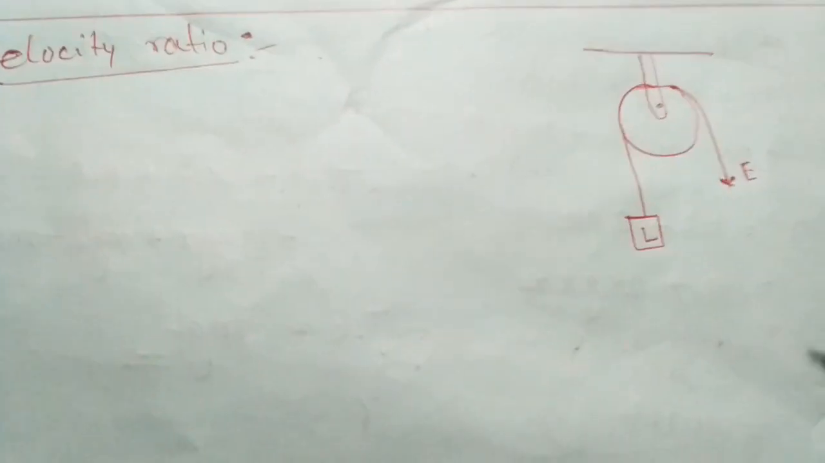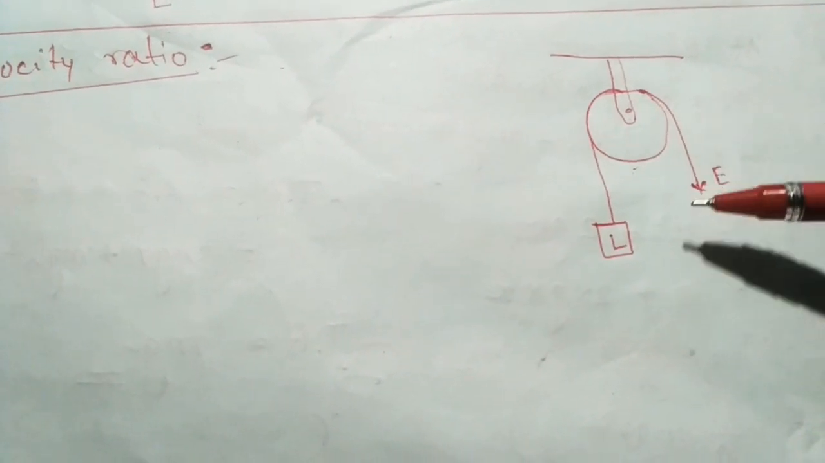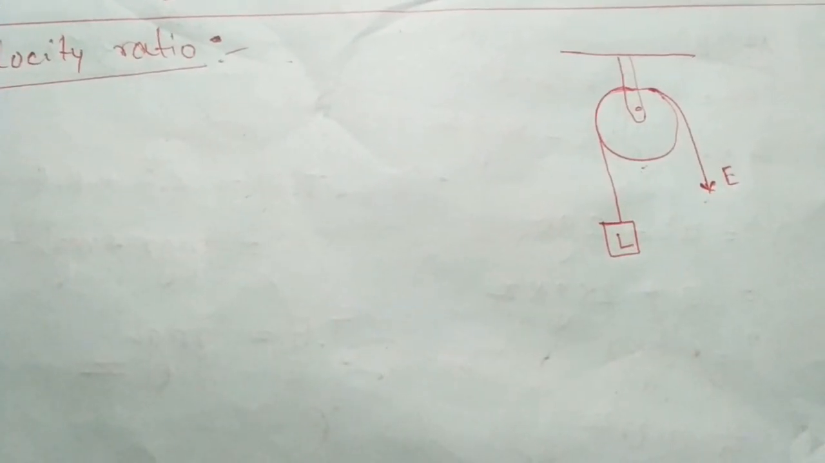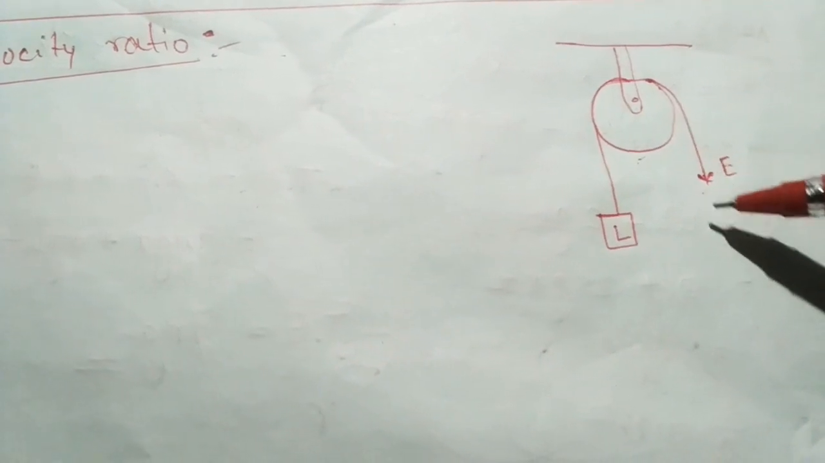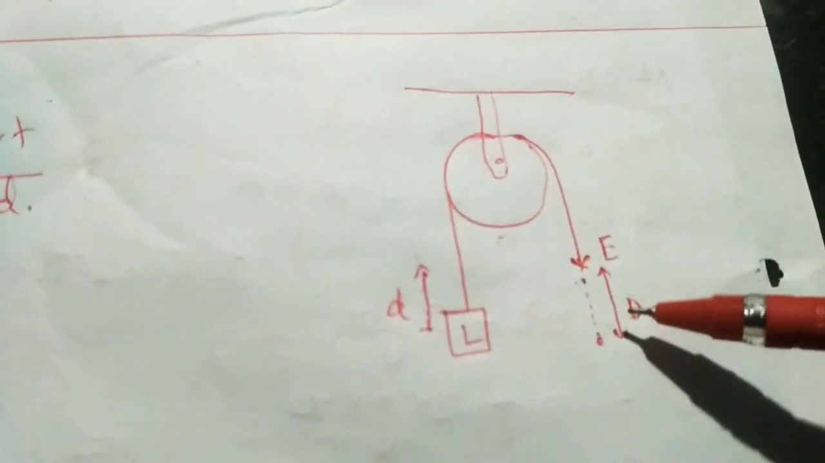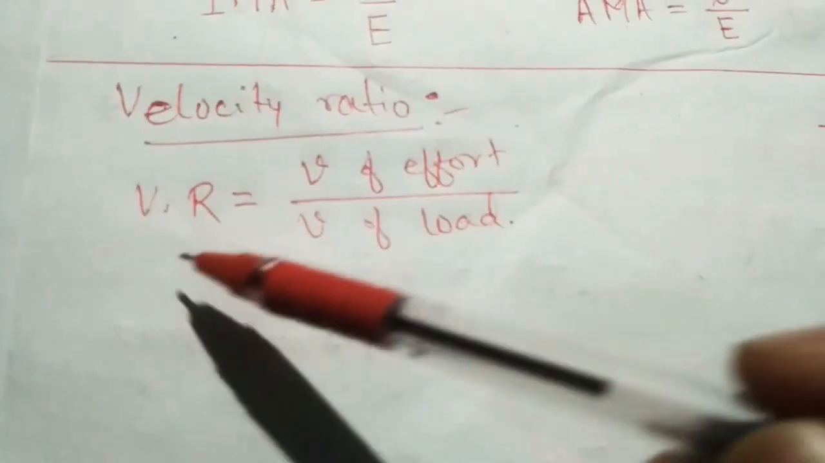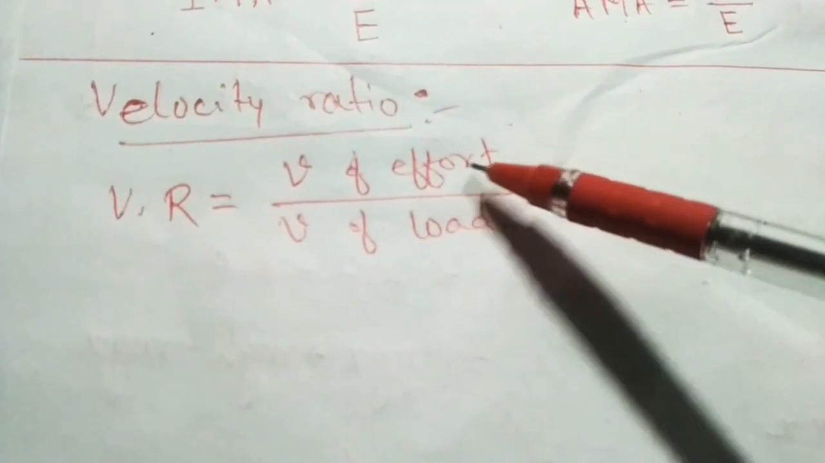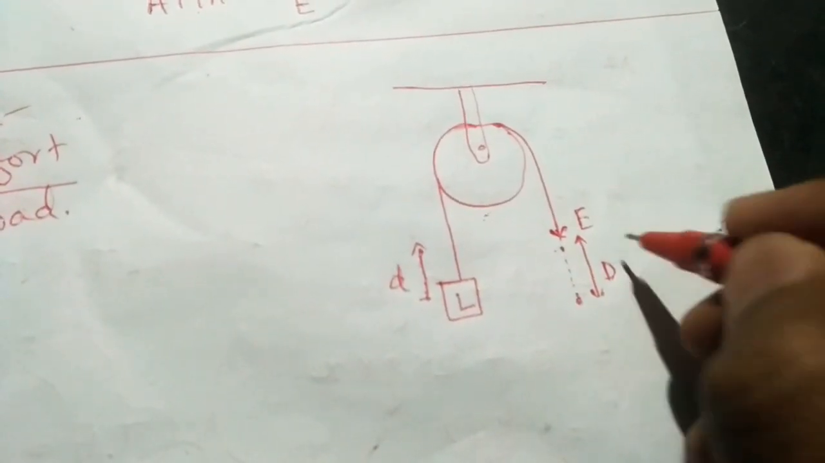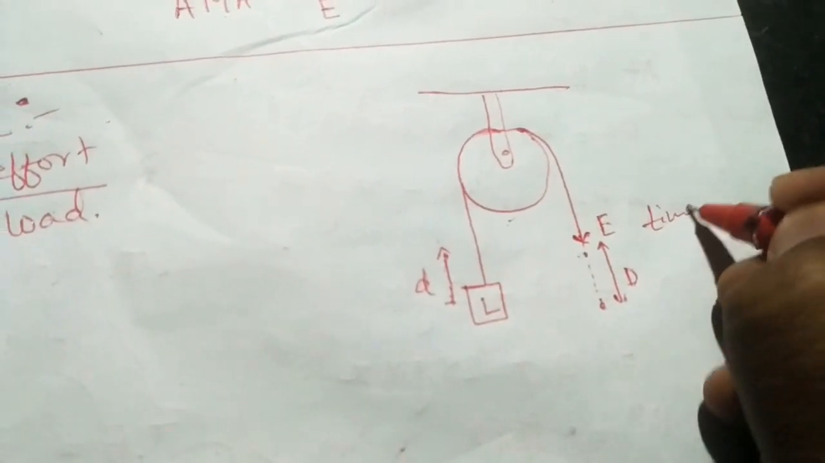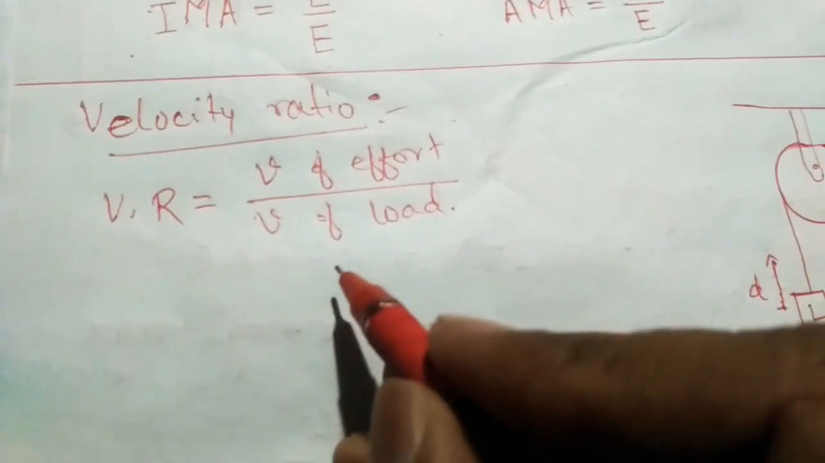what will be there? Only the distance moved by effort to the distance moved by load. Let's see in the sheets. For the velocity ratio, consider a pulley with effort E and load L. On pulling this end of the rope down by capital D, this goes up by small d. The definition says velocity ratio is defined as the velocity of effort to the velocity of load. Suppose this all happened in time t. Time taken is t.